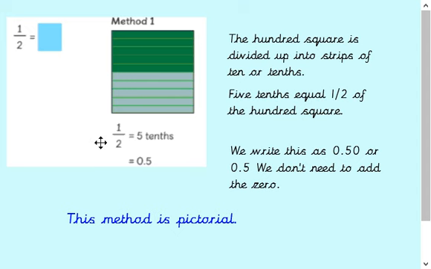We'd normally write that as 0.50. That would mean that 50 out of the 100 is shaded, 0.50. Or we could even write that as 0.5. We don't need to add the 0. So 1/10 would be 0.1 or 0.10, but 5 lots of them would be 0.5 or 0.50. This method is pictorial because we're seeing it as a picture.